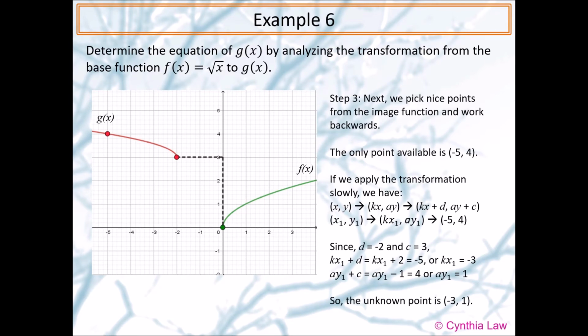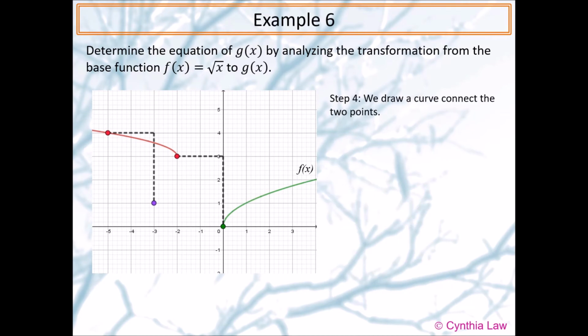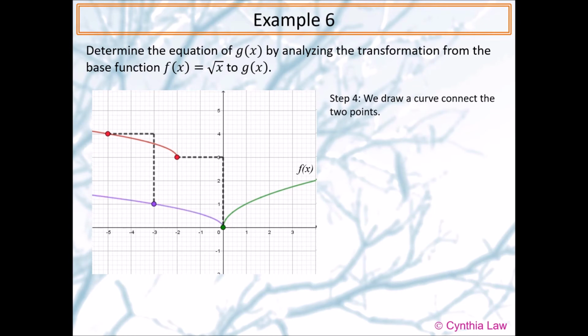So let's do it using the shortcut. Since we know the horizontal change is 2 and the vertical change is 3, I'm going to take the point -5, 4, and move the point 2 units to the right and 3 units down, and that's my new point, which is exactly the same thing as what I would have calculated algebraically. So my new point is -3, 1. Now we're going to draw a curve connecting the 2 points. So this is my intermediate curve if I undo the translation.